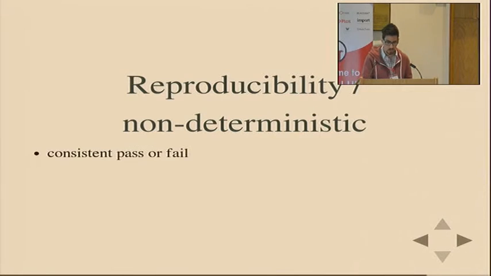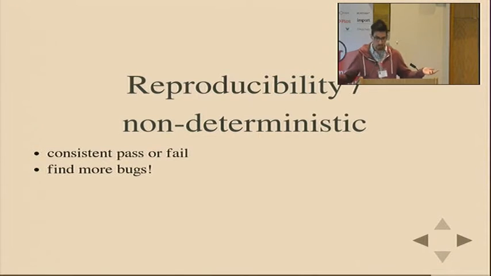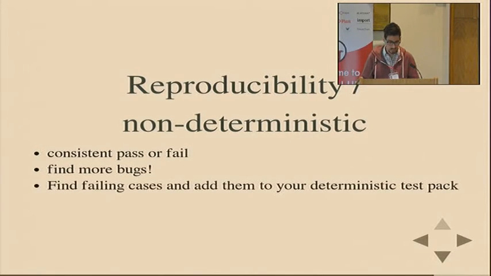So that's one viewpoint. Consistent pass or fail that's always going to be true for a given version of the code base. On the other hand, if you keep on running hypothesis tests, you might find more bugs. So that's good too, right? If you want to take a compromise approach, maybe you're running something like hypothesis regularly, and when it finds new bugs, you copy them and you paste them into your deterministic test pack.